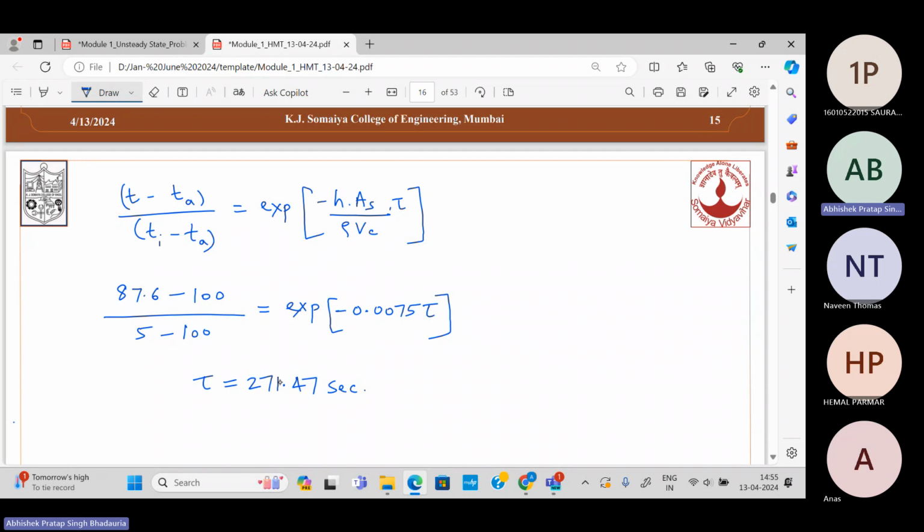If you want to convert this into minutes, you know 1 minute is equal to 60 seconds, so 1 second will be equal to 1 upon 60 minutes. So if we want to calculate this in minutes, we can convert it. The calculated value is 4.524 minutes. So this is the answer for this.